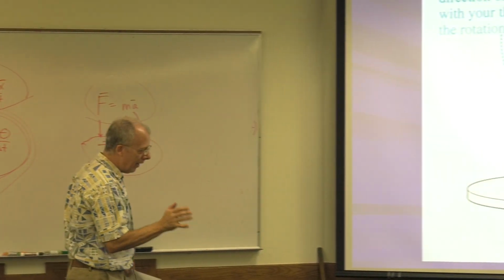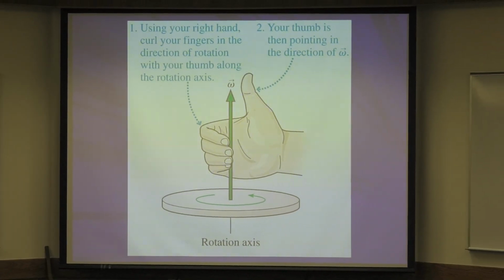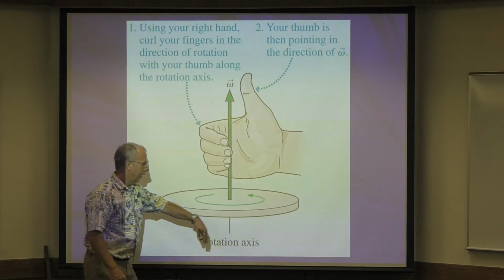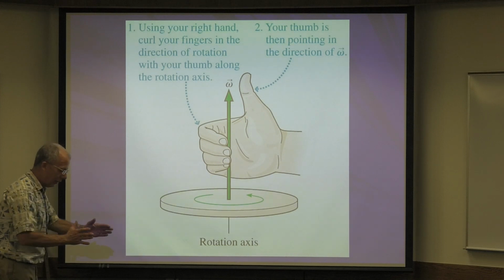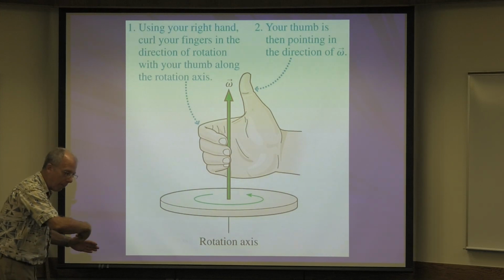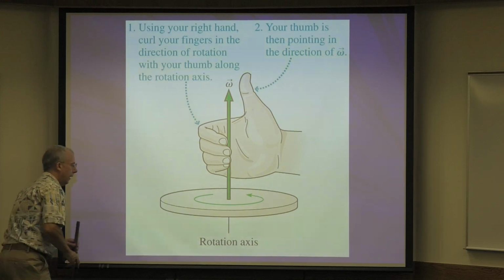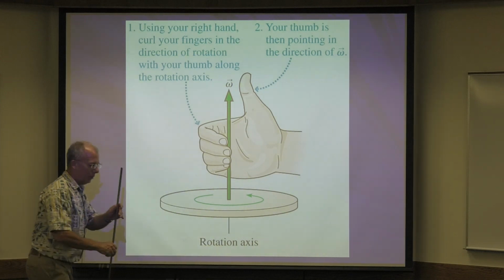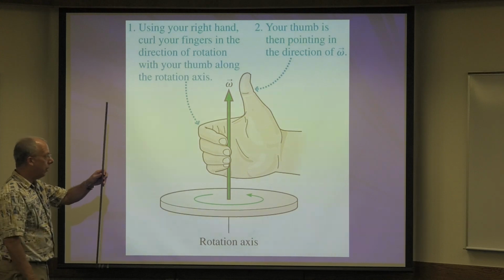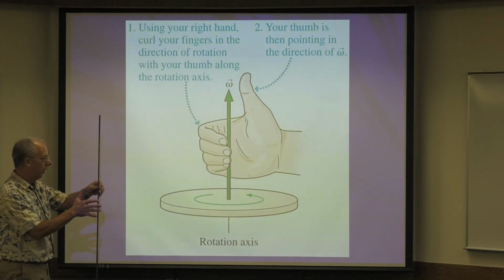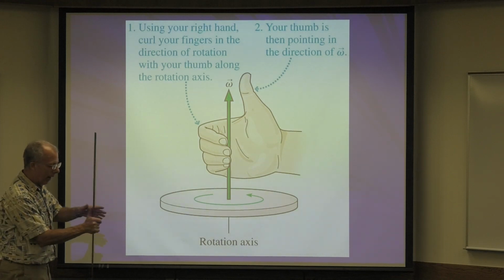So here's how you figure out the direction of omega. Again, it's kind of strange. So here's a disk, and it's rotating. From my perspective, it's rotating counterclockwise. Just pretend I have a disk, like a turntable, like a pottery wheel or something like that. It's rotating counterclockwise. Now here is the rotation axis. So to figure out the direction of omega, I grab the axis. It has to be with the right hand, not the left. So I grab the axis with my right hand.